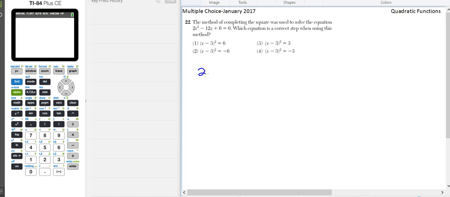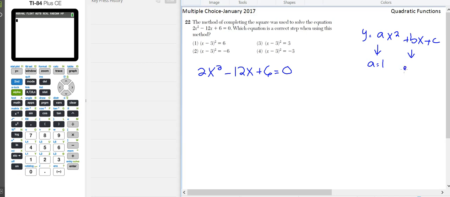So the equation they give us is 2x squared minus 12x plus 6 is equal to 0. Whenever we're solving any equation using completing the square, if our equation is in the form y is equal to ax squared plus bx plus c, a has to be equal to 1, and it's nice if b is even. It's not necessary though. What if a is not 1, like in this case? A is the coefficient of the x squared term, and in this case the coefficient of the x squared term is 2.